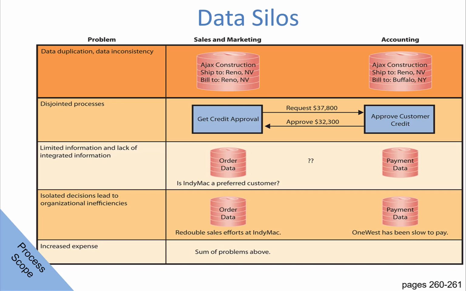The second row is an example where marketing and accounting have different outstanding balances for a client. So marketing is trying to sell something to a customer, and they put in a request for a certain level of credit for that customer based on what their outstanding balance already is.